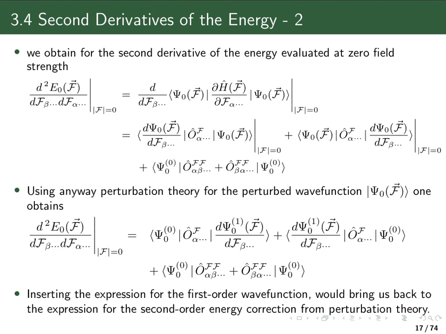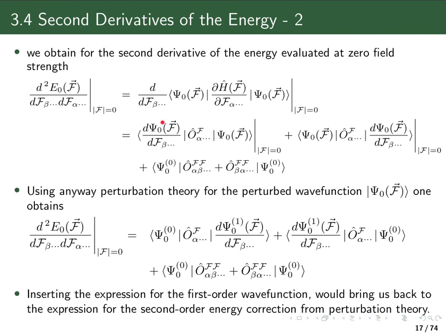I want to finish this chapter by using our perturbation theory, so expressing this perturbed wave function through perturbation theory. And if we do that, meaning this expansion in a zeroth order wave function, a first order correction to the wave function, second order, and so forth. Well, the first order correction to the wave function, of course, is linear in the field, the second order is quadratic in the field.